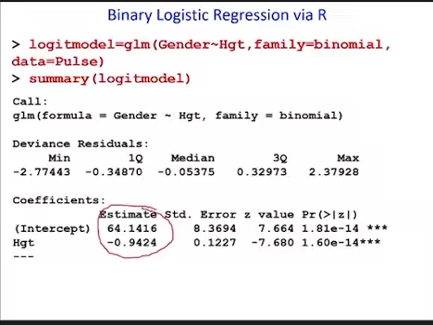So if I want to talk about the log odds estimate for the intercept, it is 64.1461. I'm not going to say estimate. I'm going to say log odds estimate. And if I want to interpret, I'm going to emphasize the log odds. Now the log odds slope is that. I needed to pay attention.